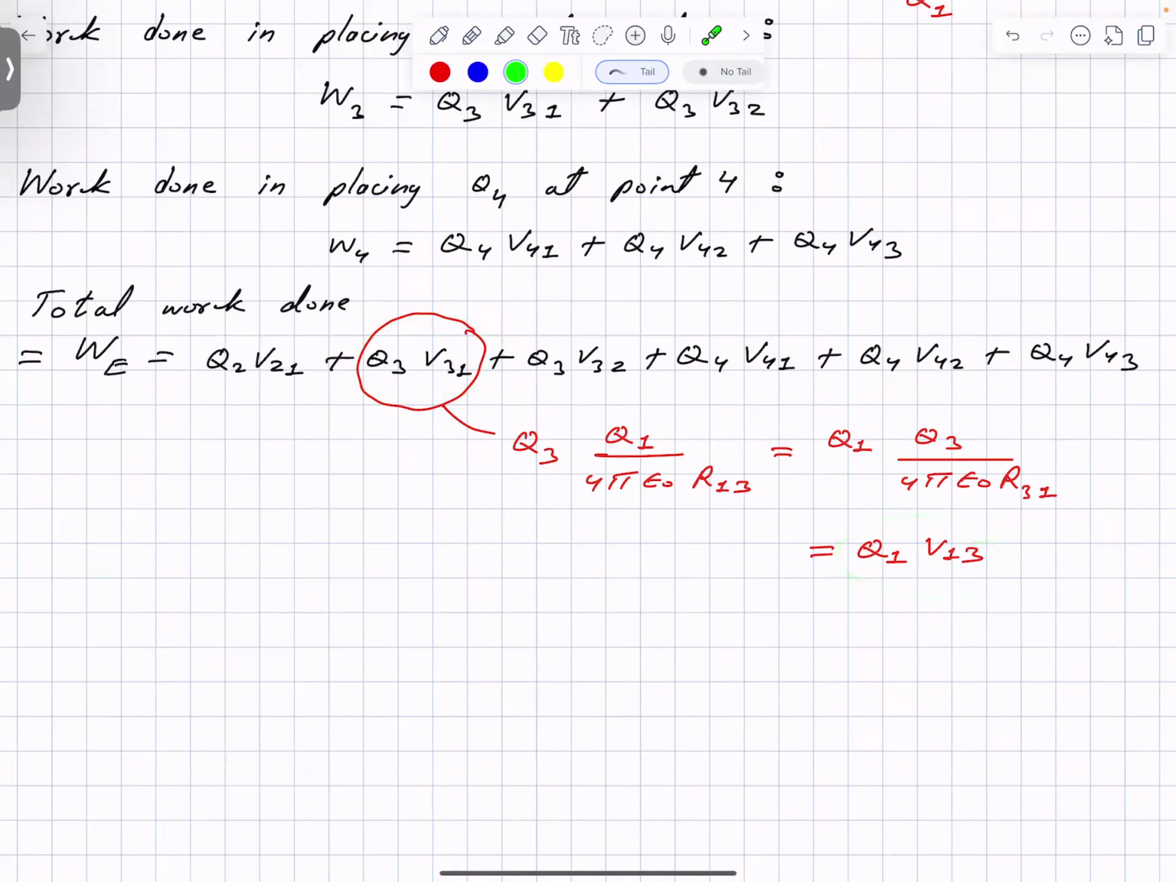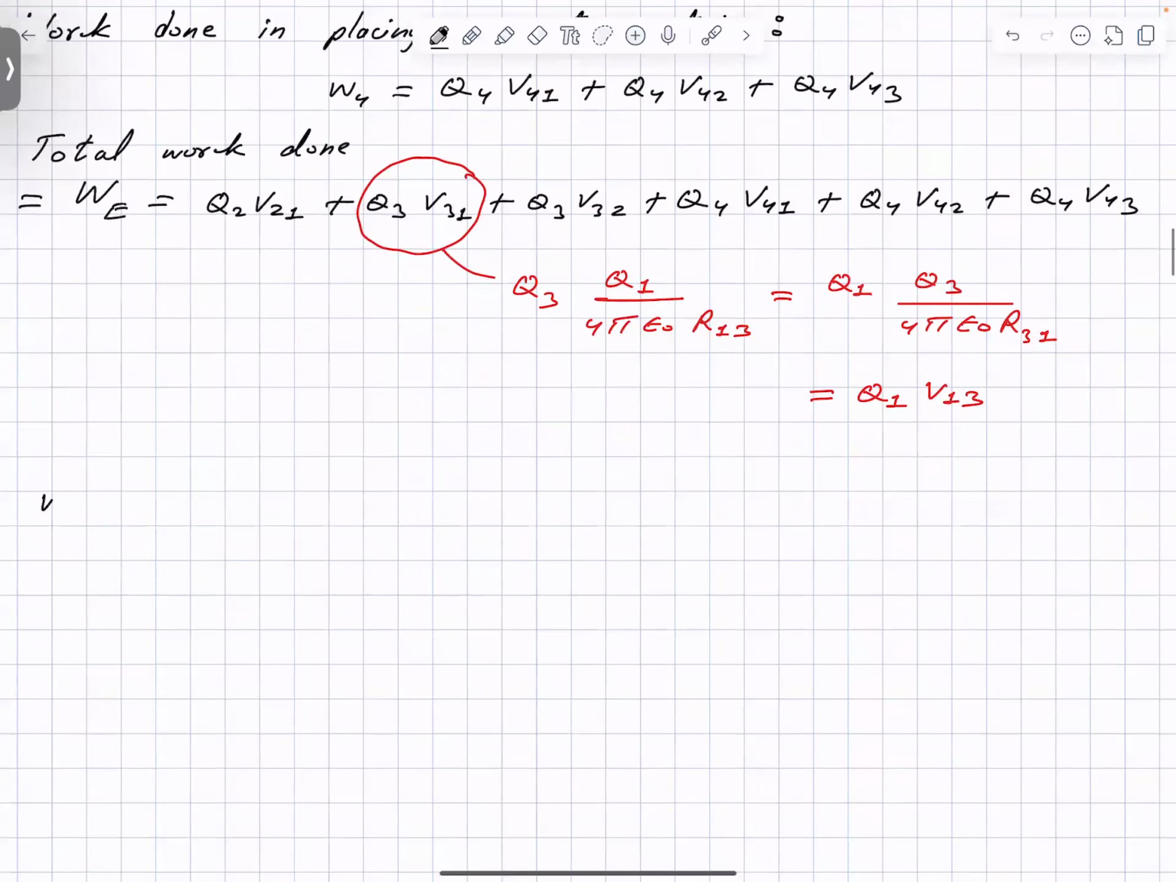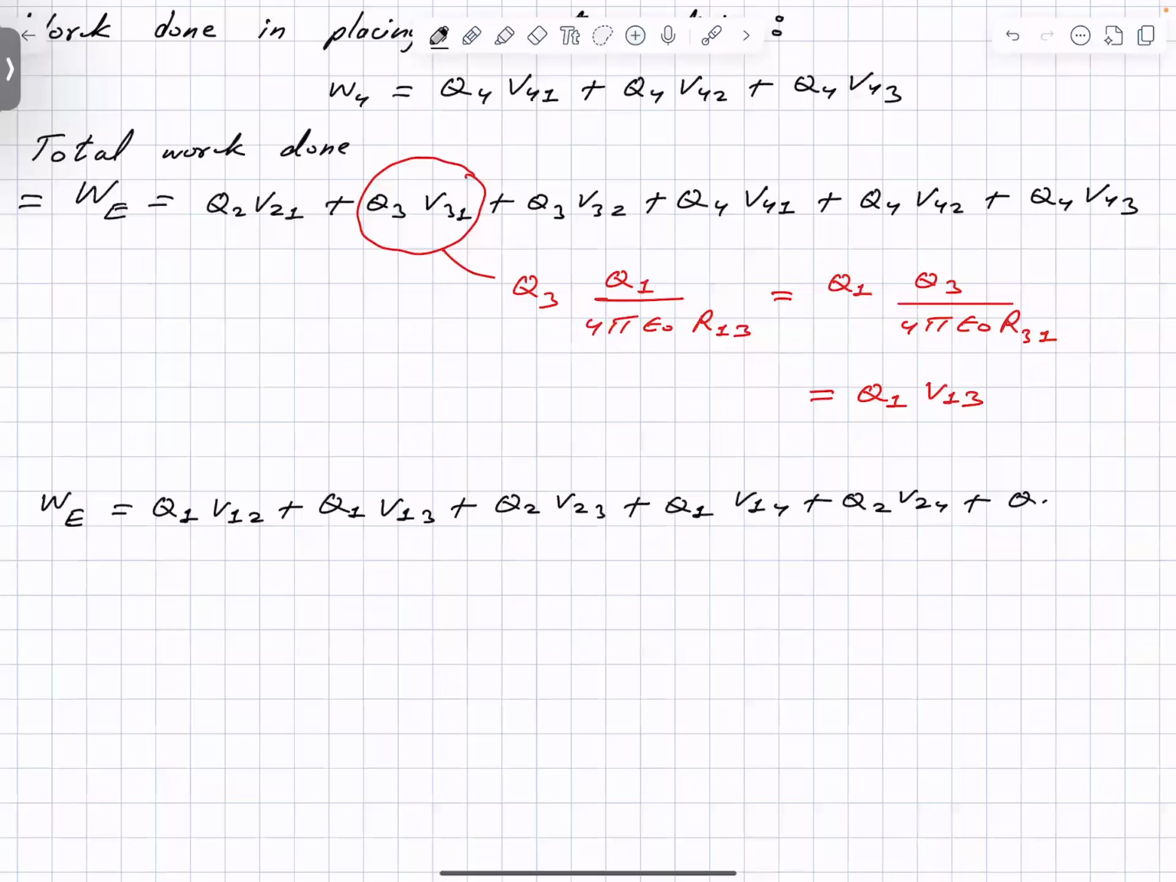So we can rewrite every term in this expression for WE in a different order. So the first term, we'll write it as Q1 V12. Similarly, the second term, we'll write it as Q1 V13 plus Q2 V23 plus Q1 V14 plus Q2 V24, and so on.